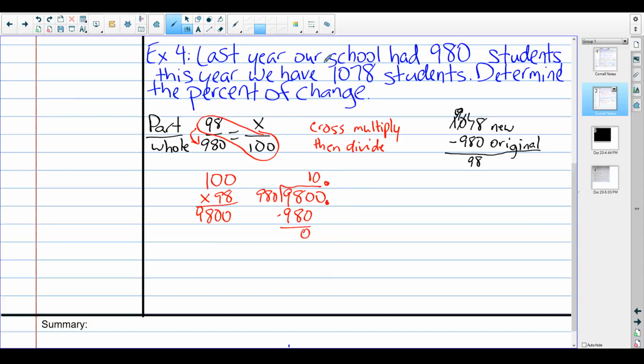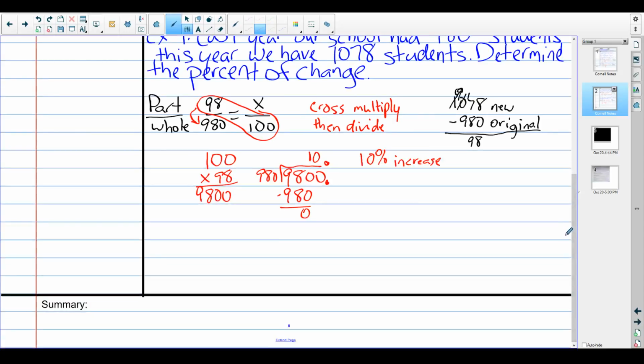So we can say, what did the population of the school change by? We can say it's a 10%. And since it went up, increase. And that's it. That's the whole thing. That's percent of change. Still writing proportions, with a little bit more subtracting. Okay? That's it. Okay. I don't have anything else to say.